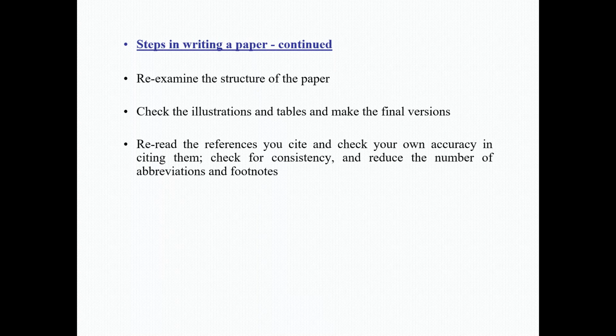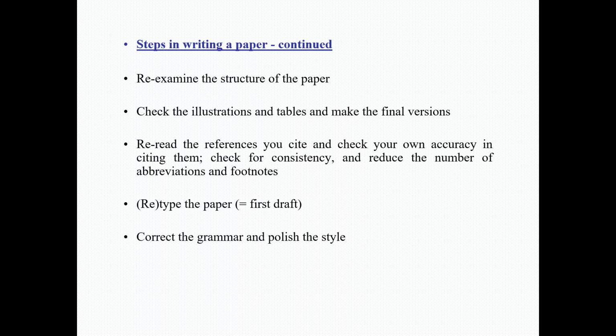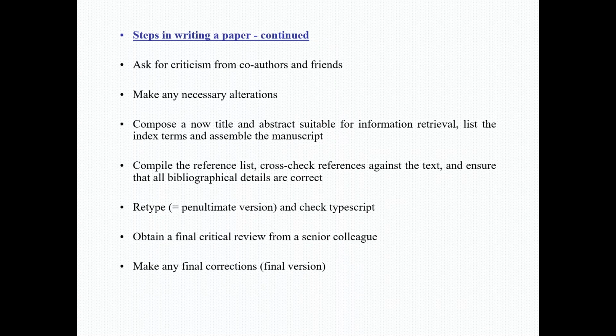Reread the references you cite and check your own accuracy in citing them. Check for consistency and reduce the number of abbreviations and footnotes. Retype the paper. Once you retype the paper, that will make the first draft of your manuscript. Correct the grammar and polish the style. Type several copies of the corrected paper. That will make the second draft of your paper.